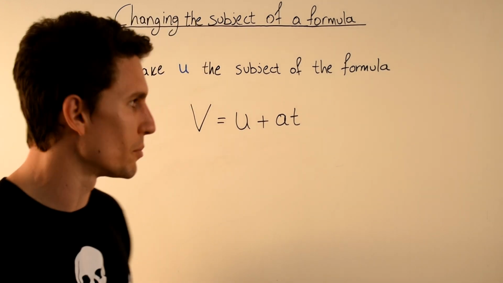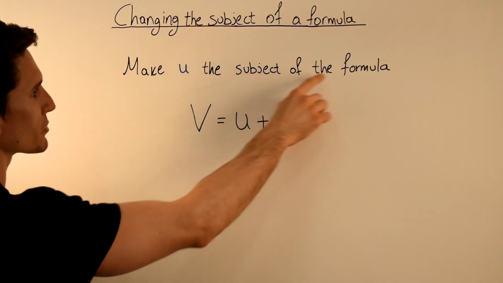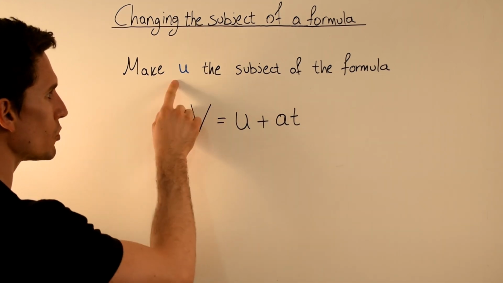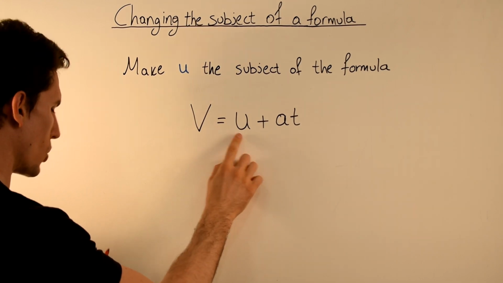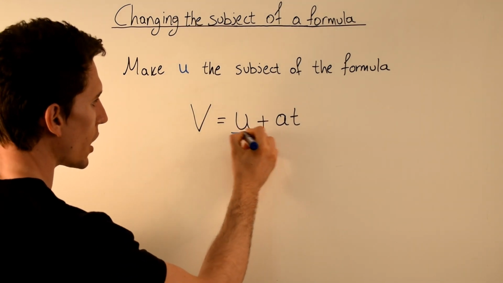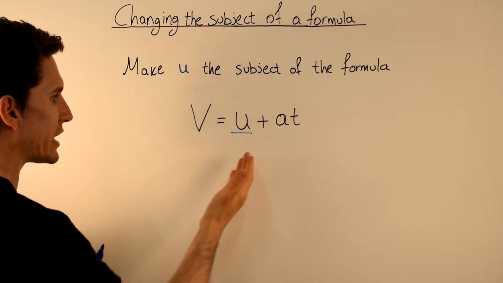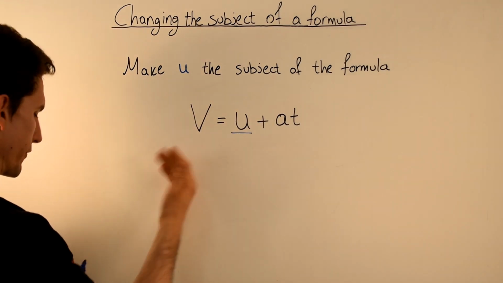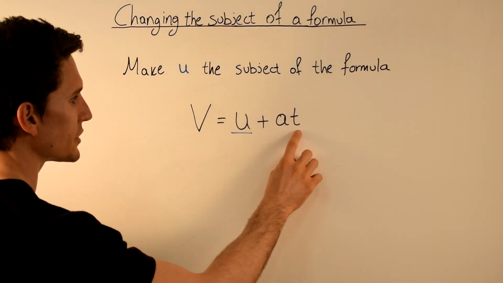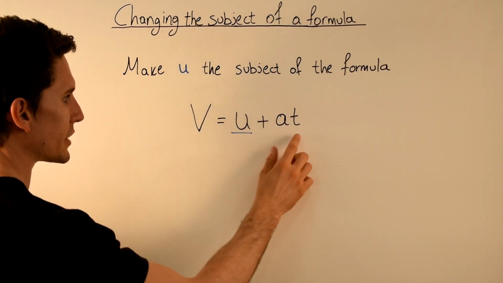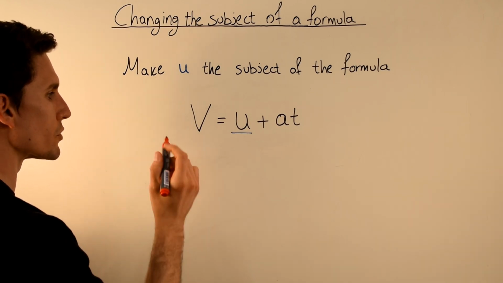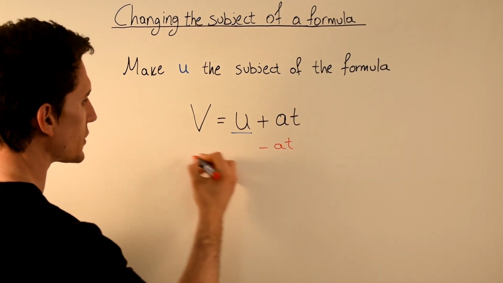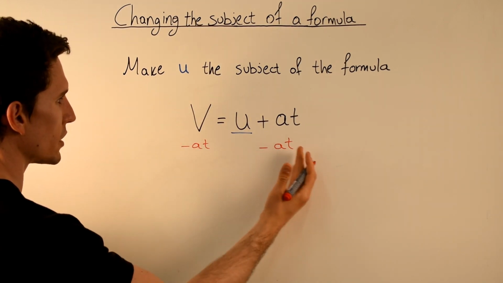Right, let's have a look at this example. So we have to make U the subject of the formula V equals U plus AT. Now to make U the subject of the formula means to keep U on one side. So we will underline U to emphasize that we are keeping it on the right side, and that means we will have to move everything else to the left. Now notice we have plus AT. Now to move this AT to the other side means we will do the opposite of plus AT, which is subtract AT. So we'll write down minus AT below both sides of the formula.